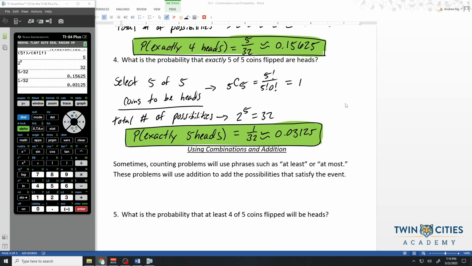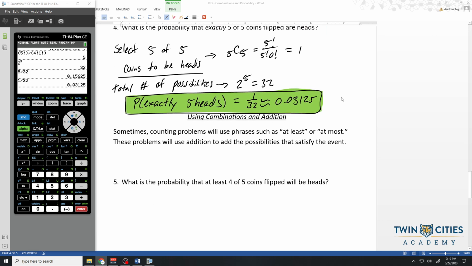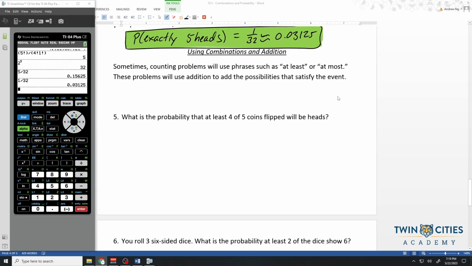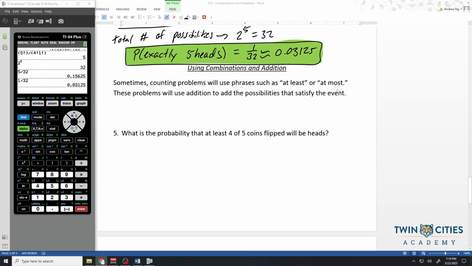All right, the last thing we'll do is using combinations and addition. It says here, sometimes counting problems will use the phrases such as at least or at most. These problems will use addition to add the possibilities that satisfy the event. So number 5 says, what is the probability that at least 4 out of 5 coins will be heads? At least 4 out of 5.